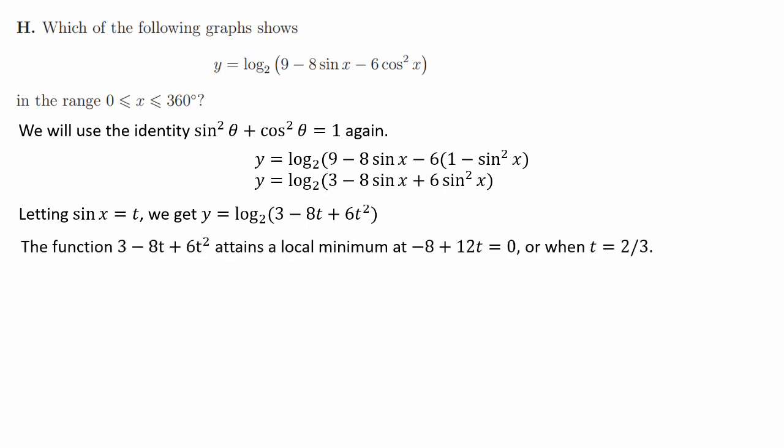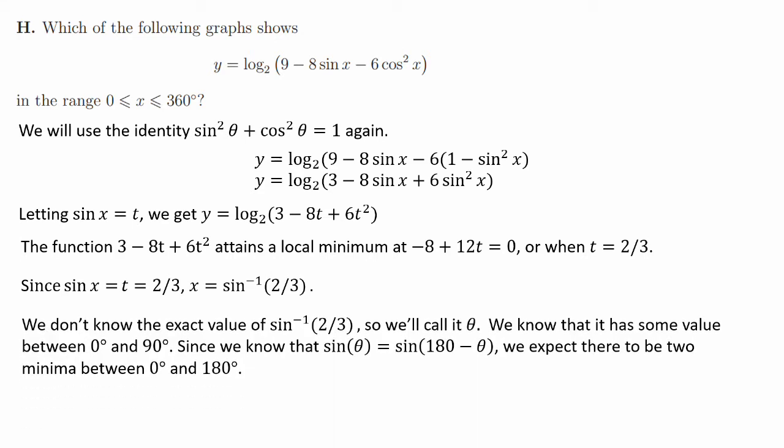We can see that the function 3 minus 8t plus 6t squared will attain a local minimum at minus 8 plus 12t equals 0, or when t equals 2/3. Since sine of x is equal to t, which is equal to 2/3, this gives a value of x equals the inverse sine of 2/3.